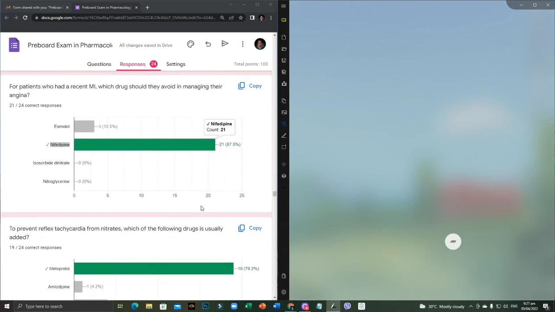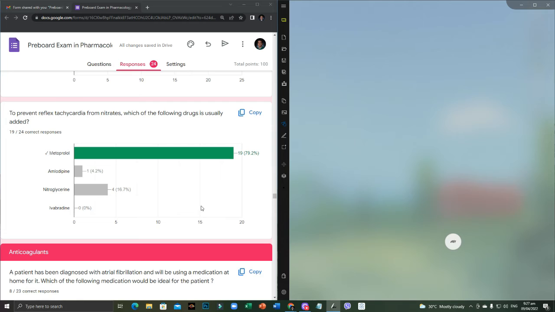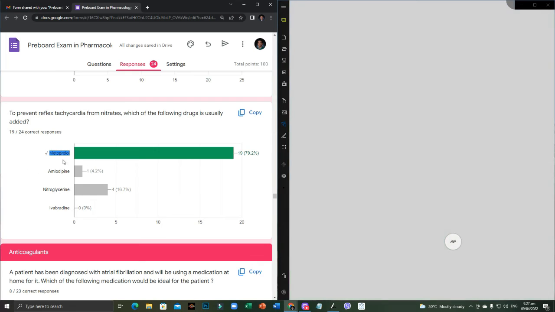All right. So to prevent reflex tachycardia from nitrates, which of the following drugs is used or added? It's usually added. So very good, we often add class a beta blocker. Why? Because beta blockers class can reduce heart rate and prevent reflex tachycardia. Okay, because beta blockers reduce heart rate.